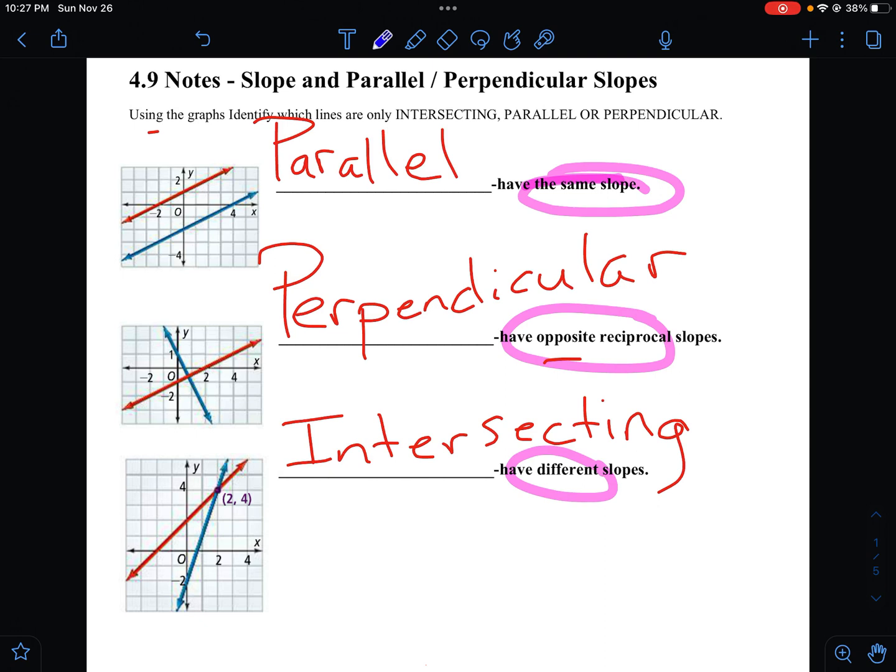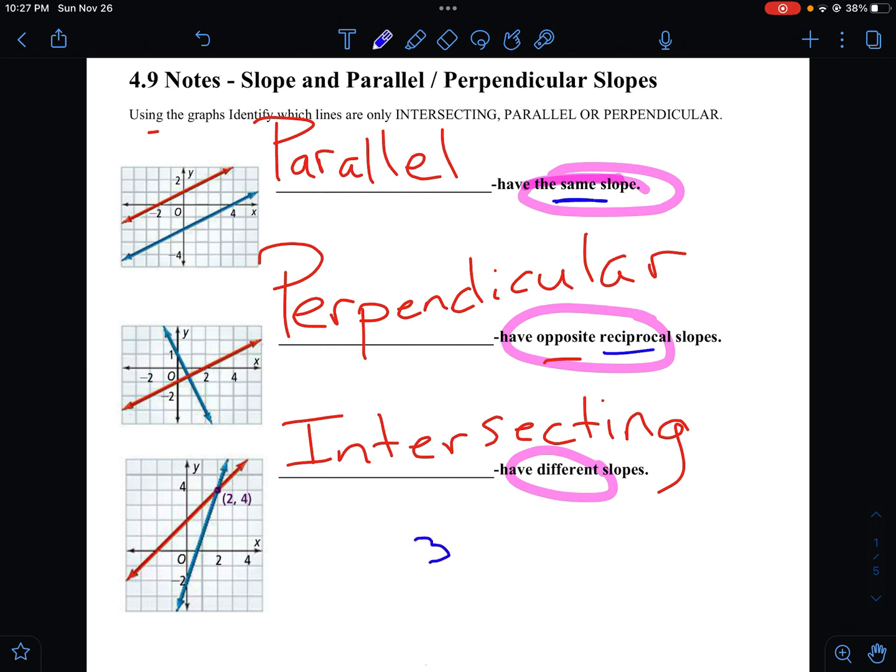So today we're going to talk about parallel and perpendicular slopes, and then ones that aren't. Clearly it's more common that they're just going to be intersecting, like this bottom graph here, where the slopes are different. Parallel lines have to have exactly the same slope, as you can see right here. Perpendicular are the ones that are a little trickier. They have to be opposites and reciprocals.